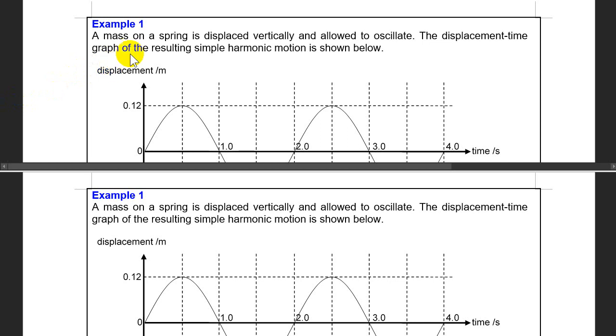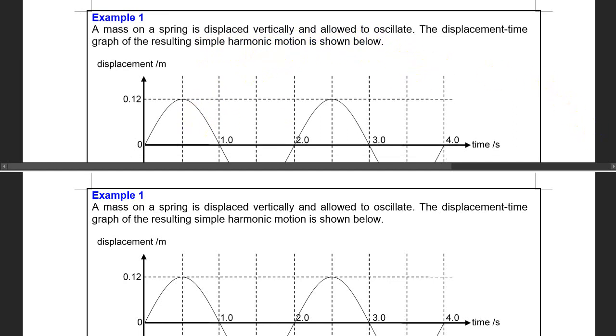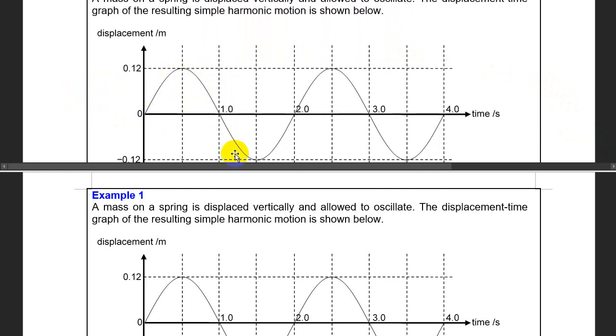Example 1. We have a mass on a spring. It's displaced vertically, so it goes up and down, allowed to oscillate. So it's an up and down oscillation. The displacement time graph of the resulting simple harmonic motion is shown below. Simple harmonic motion, so it's going to be a sinusoidal graph.